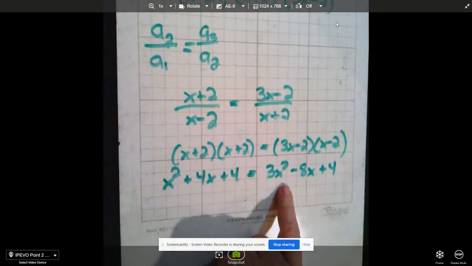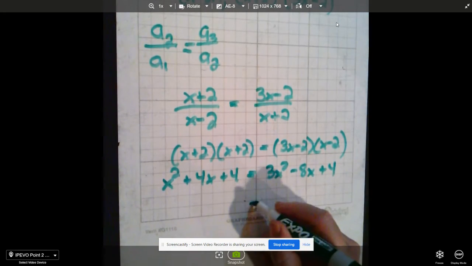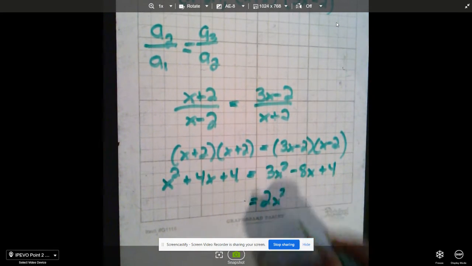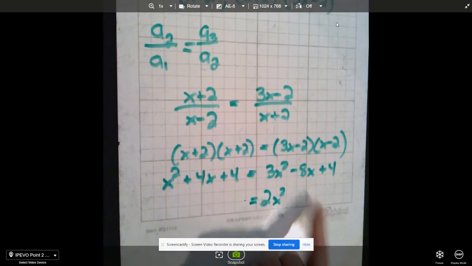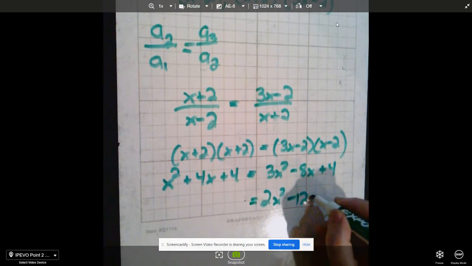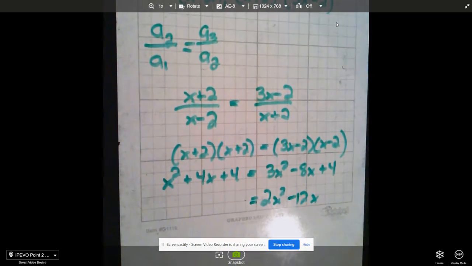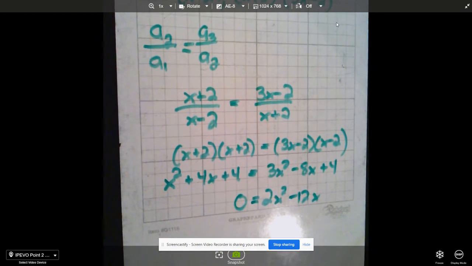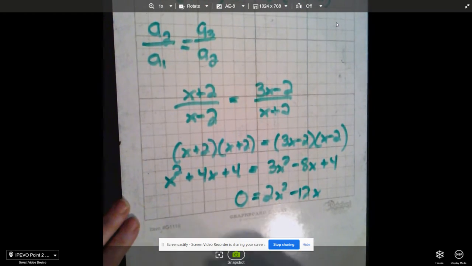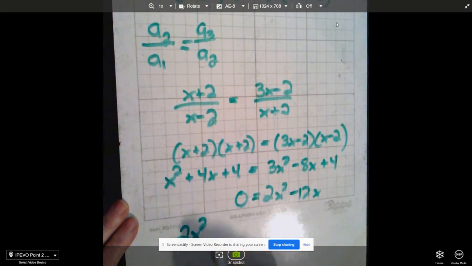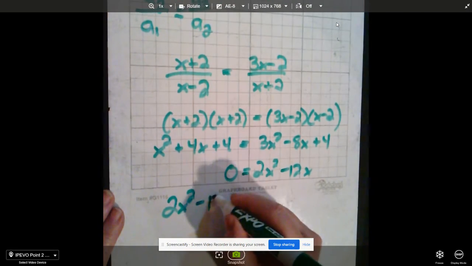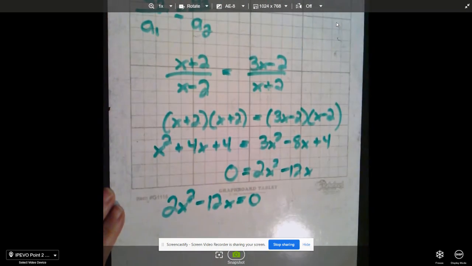So if I subtract x squared over here, I'm going to get 2x squared. If I subtract the 4x here, I'm going to get minus 12x. And if I subtract a 4, I'm not going to get anything there at all. It's going to be 0. So now I have a quadratic. I'm just going to turn it around. 2x squared minus 12x equals 0.